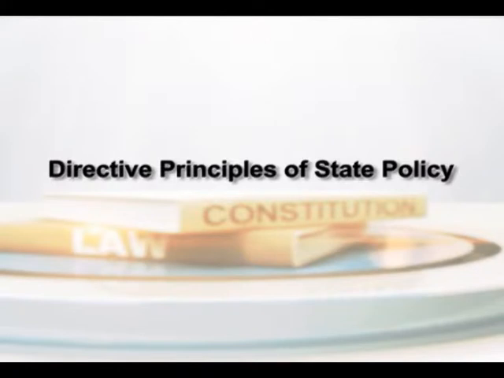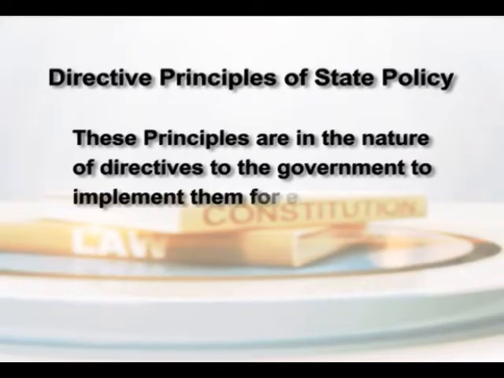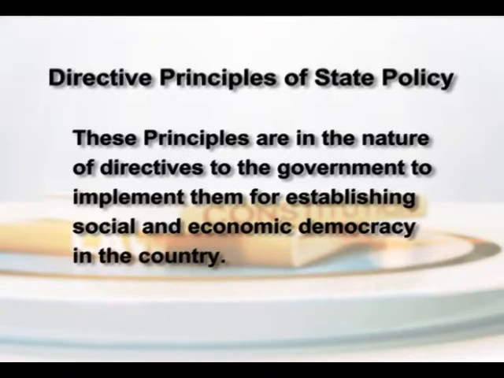A novel feature of the Indian Constitution is that it contains a chapter in the form of directive principles of state policy. These principles are in the nature of directives to the government to implement them for establishing social and economic democracy in the country. This Part 4 embodies very important principles, most of which could help make India a welfare state. Though non-justiciable, these principles have been declared as fundamental in the governance of the country.